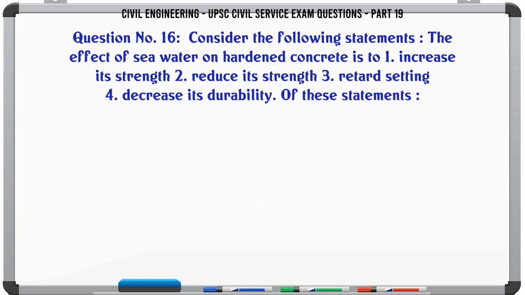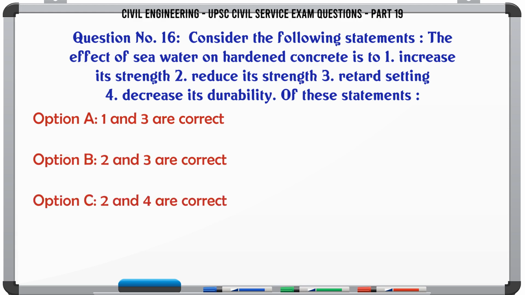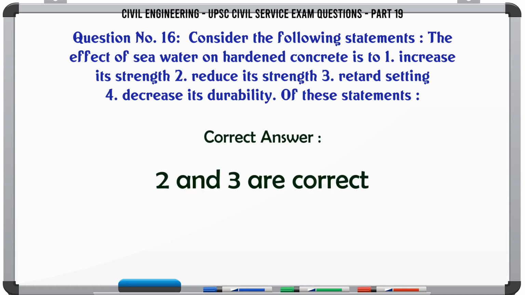Consider the following statements. The effect of seawater on hardened concrete is to 1. Increase its strength, 2. Reduce its strength, 3. Retard setting, 4. Decrease its durability. Of these statements, A. 1 and 3 are correct, B. 2 and 3 are correct, C. 2 and 4 are correct, D. 1 and 4 are correct. The correct answer is 2 and 3 are correct.